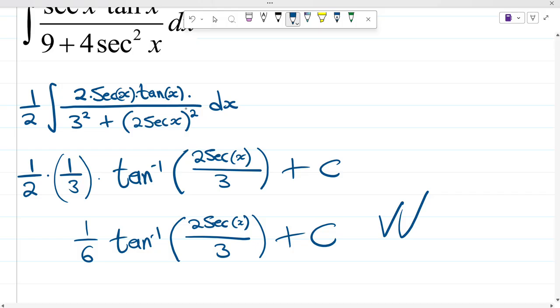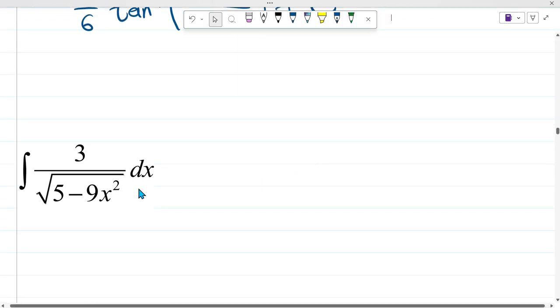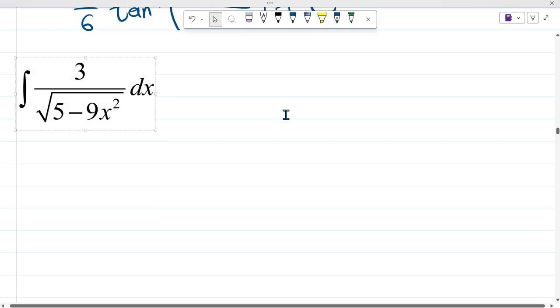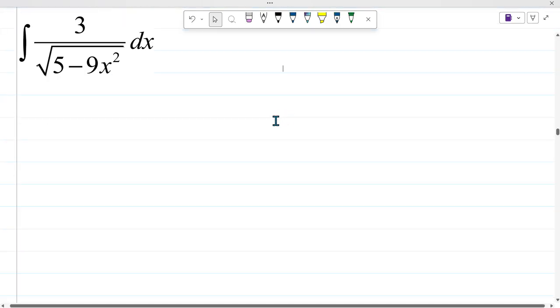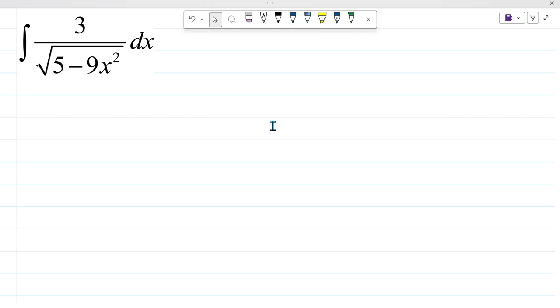So I hope you got the same answer as the one that I got as well. And then from here, let's see if you can solve this one. So now we have the integral of 3 divided by the square root of 5 minus 9x squared dx. So what we need to do is to first also rewrite this in a nice way. So to do that, we do this. So stay tuned.